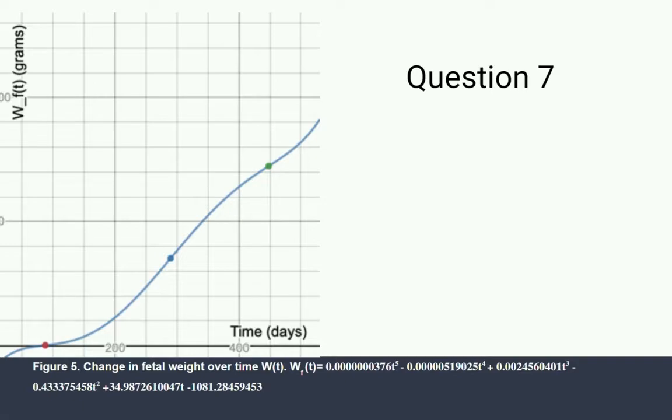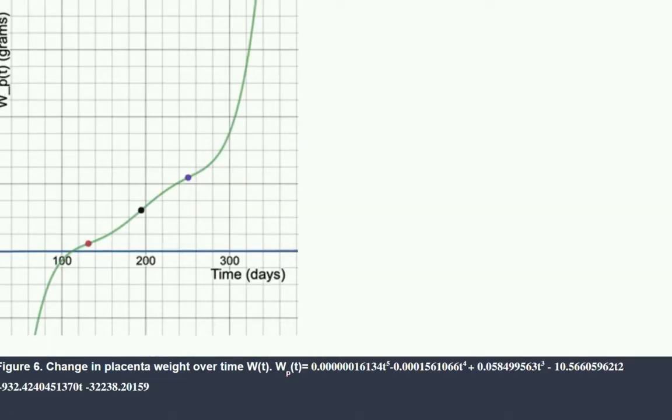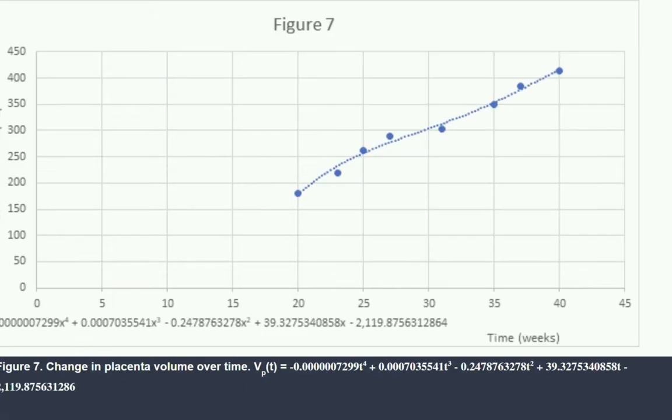Question 7. The graph here is figure 5, which is the change in fetal weight over time, W of t, and down there is the equation that it belongs to. This is also part of question 7. Figure 6 is this graph right here, which is a change in placental weight over time, W of t, and there's the equation on the bottom.